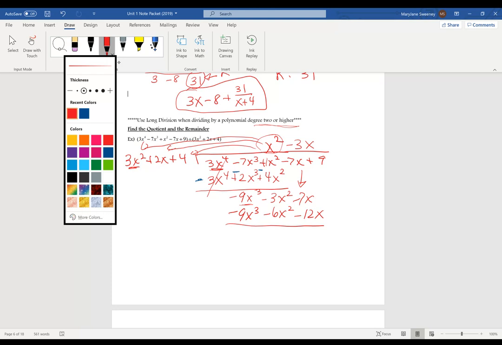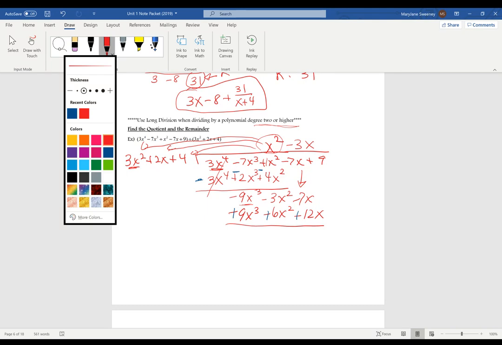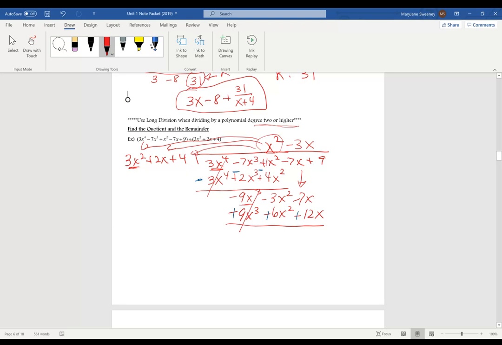Then you are going to subtract. When you subtract, you are going to change the sign. So it's going to be plus, plus, plus, right? Minus a negative goes to plus. And then from there, that cancels, negative 9 plus 9. This is negative 3 plus 6, which is 3x squared. This is negative 7 plus 12, which is 5x. And then plus 9.